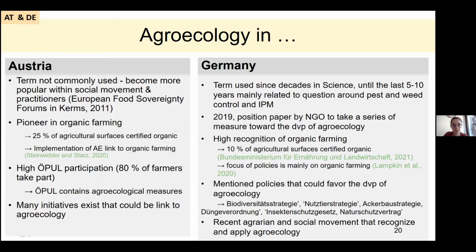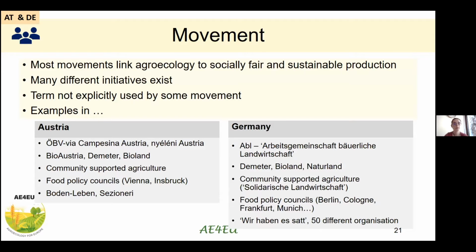So next I will talk about the first pillar, the movement pillar. A few movements use the concept of agroecology and link it to socially fair and sustainable production. The term is recognized by the organizations I listed here in the table below, but it is not often at the heart of these movements.